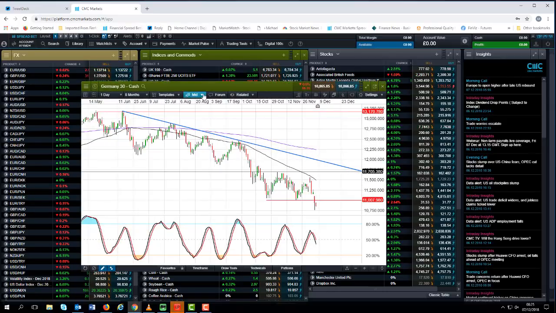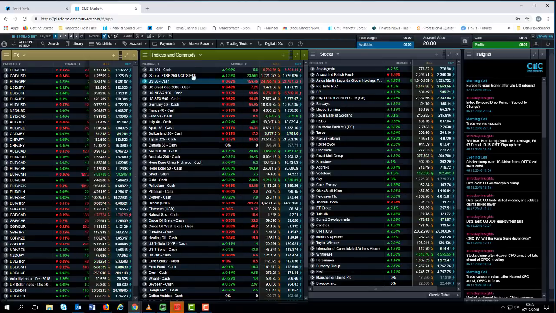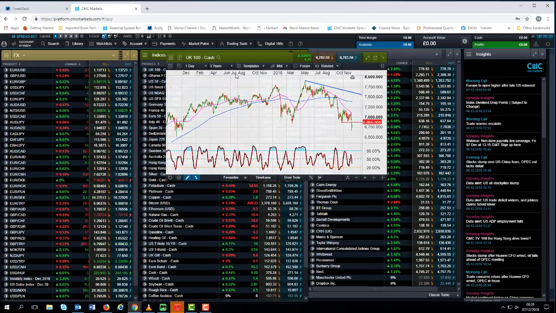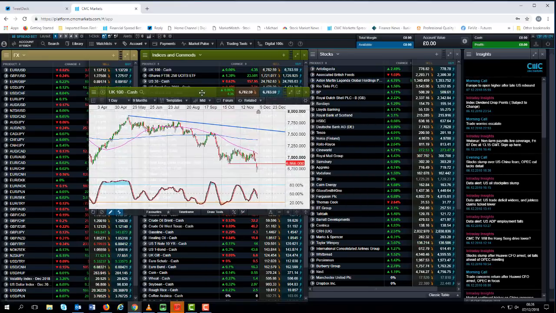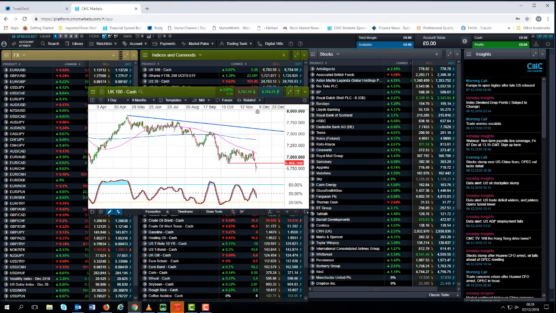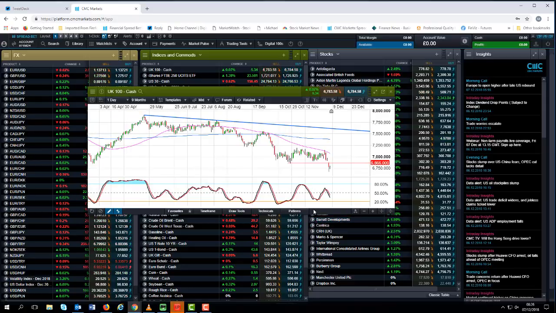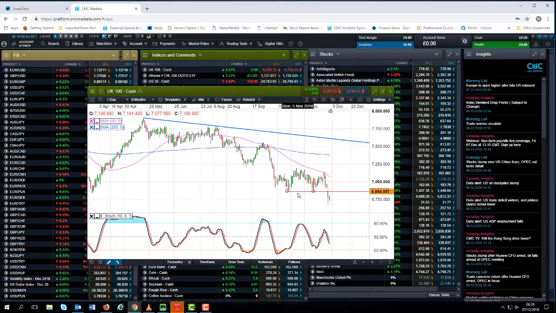We've also seen a similar break lower in the FTSE 100. Again, a break of those lows around 6,860, 6,870. Again, what we need to see for that to stabilize is a recovery back above that support level that we've got around 6,860, 6,870. I can't see that happening, sadly.